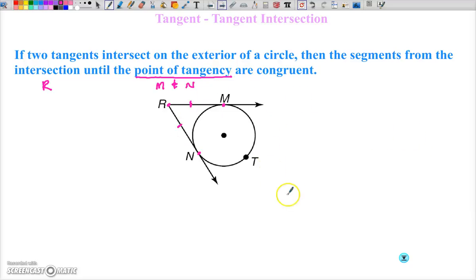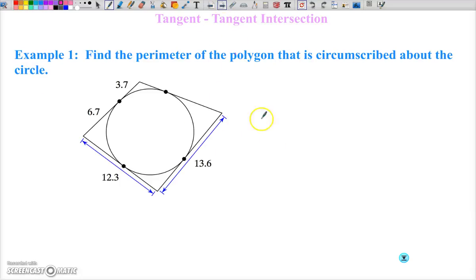It's kind of like if you picture a birthday hat on somebody or an ice cream cone, they're the same distance on both sides. So our first example here is you'll notice that this polygon right here is on the outside of the circle, and that's what this word right here means. It means outside the circle.